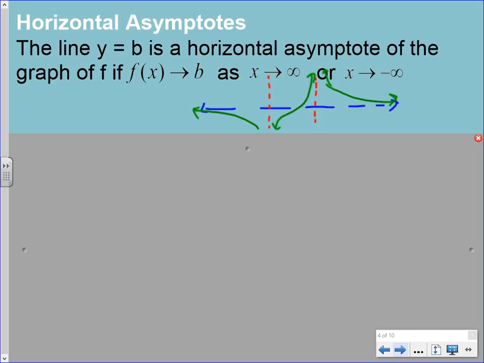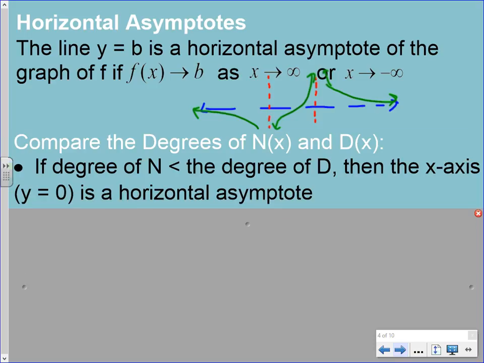So now we need to talk about the rules. There are 3 rules. When we identify horizontal asymptotes, we need to compare the degrees of numerators and denominators. We have a rule for if the denominator has a higher degree, a rule for if the numerator and denominator have the same degree, and a rule for when the denominator has a smaller degree. Our first rule, if the denominator has a larger degree, where's our horizontal asymptote?